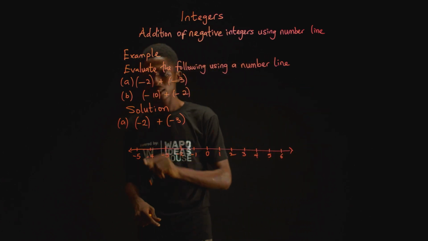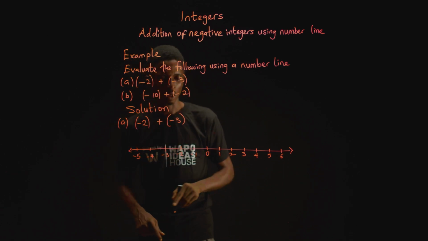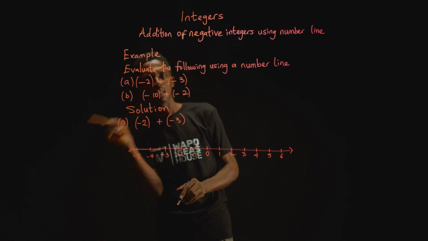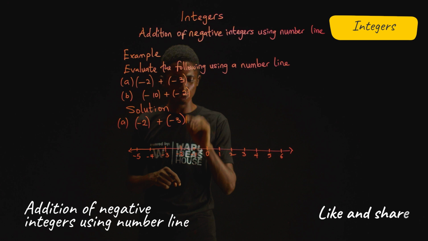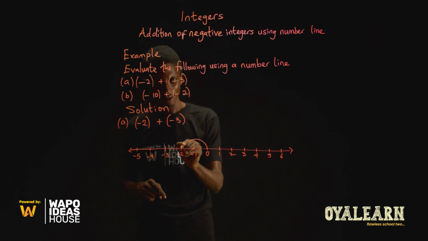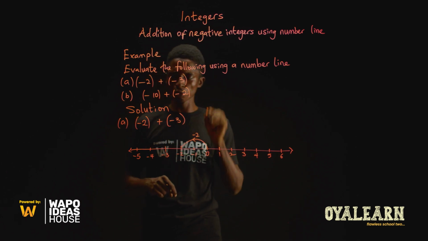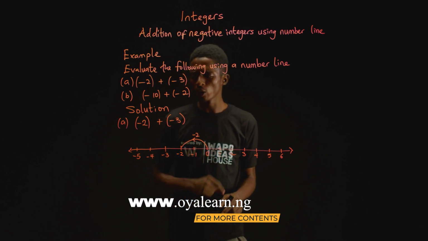So the first thing in this expression is -2, which means from 0, you will take 2 steps to the left to indicate -2. So from 0, count 2 steps. 1, 2. This shows -2. Now from where we have stopped, where do we go?